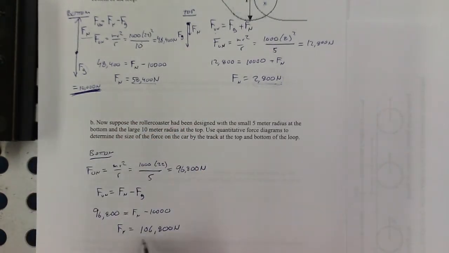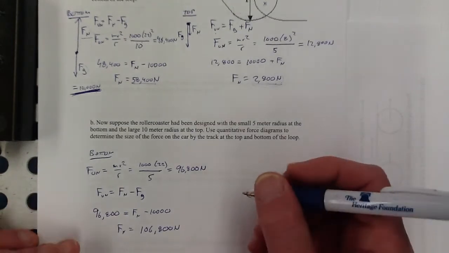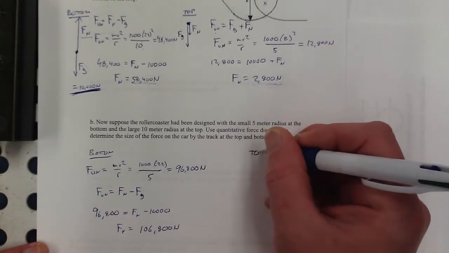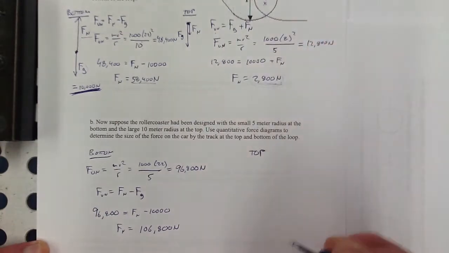So this is more than 10 Gs of force. That is enough to make any human pass out and kill some of them, probably. So that is no good. That's why you need the bigger radius there.